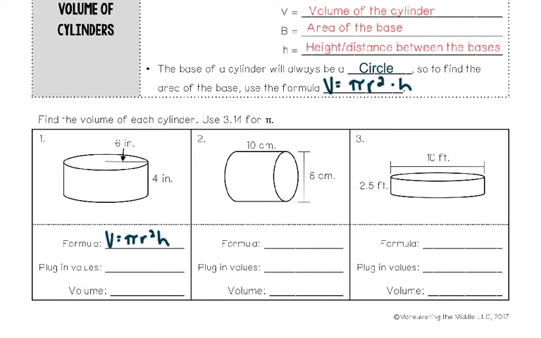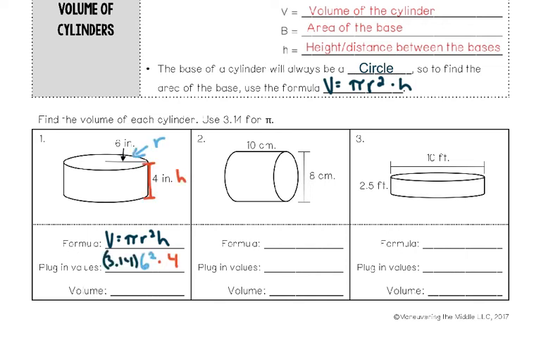Next step is to plug in my values. I know I'm using 3.14 for pi, so I've got that. I need to find the r and the h in this picture. So take a second, pause the video, and see if you can figure out which one is the radius and which one is the height. Press play when you're ready to check.